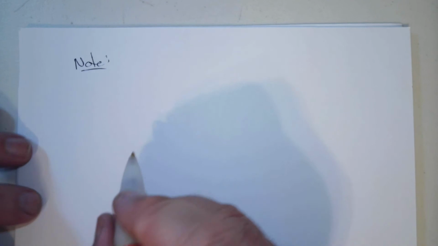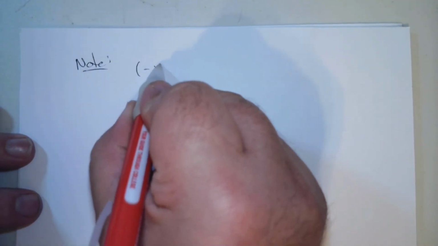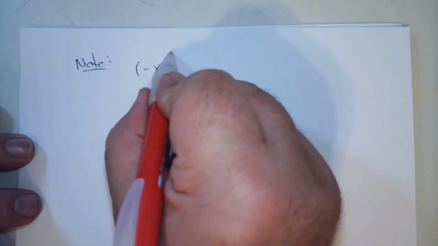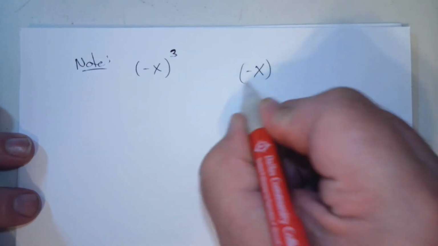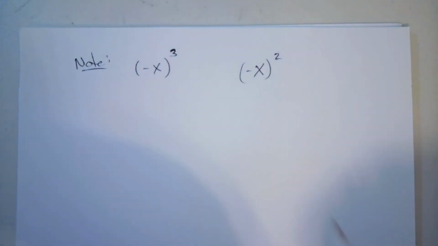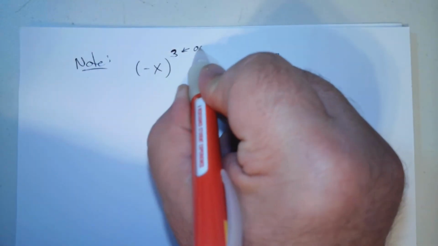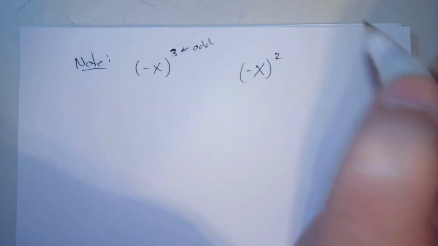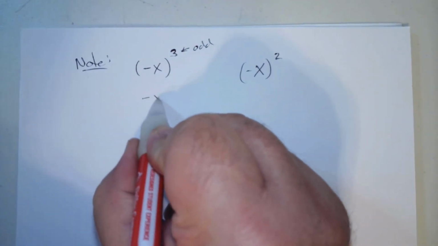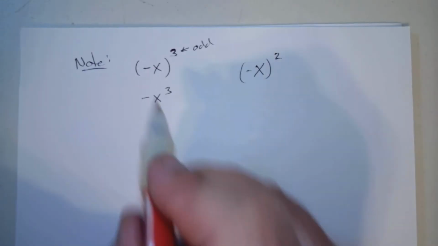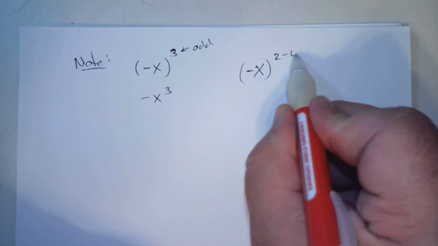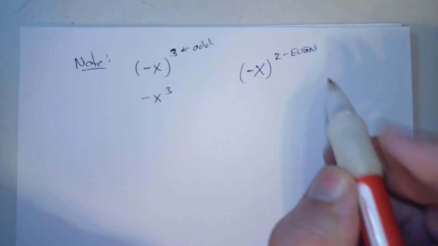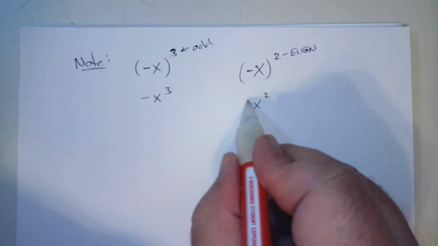Also note, if the exponent is odd, and you have a negative inside there, then the answer is going to be negative. If you have a negative inside it and it's even, the answer is always going to be positive.